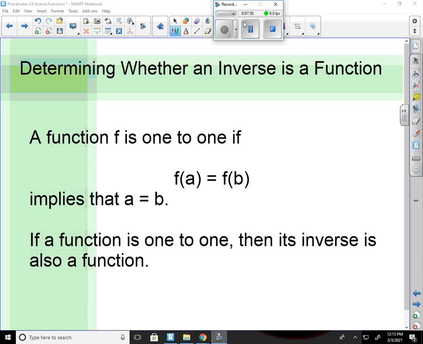Then once a function is 1 to 1, once we determine that, then that means its inverse is also a function.